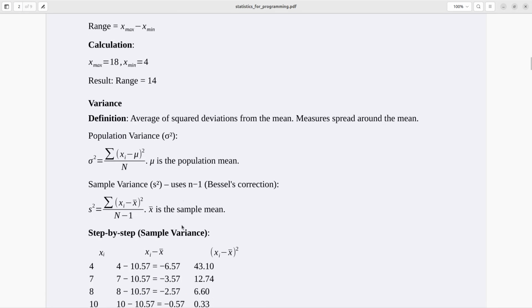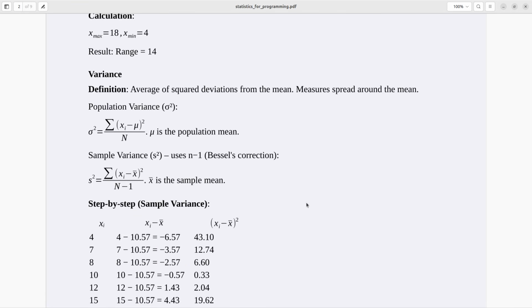Okay, and we have another quantity called variance. And let us see the definition of the variance. It is the average of the squared deviations from the mean. And the variance measures the spread around the mean. So we have 2 types of variance. One is called the population variance, which is obtained by this formula. We pick up each element and subtract the mean from each of the data, and then I take the square of the difference and I sum up all these differences for each piece of input data.